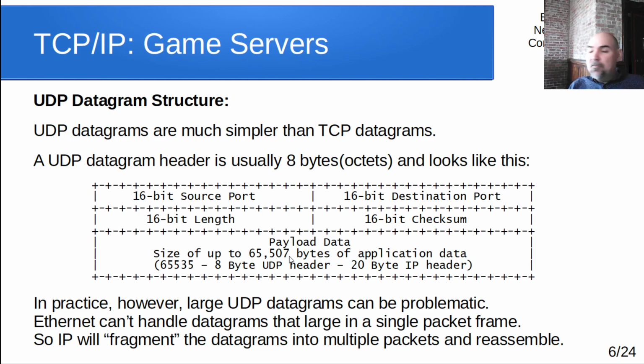So why? The reason is that Ethernet, which is the lower level below IP, can't really handle datagrams that size. Since it can't handle datagrams that size in a single packet frame, IP has to fragment those datagrams into multiple lower level packets and then reassemble them on its own. But it doesn't do the reassembly the way that TCP does, where it guarantees reliability. Let's take a look at how that fragmentation happens.